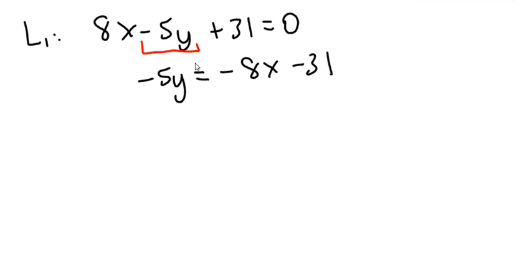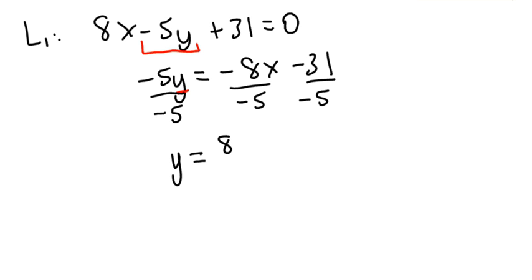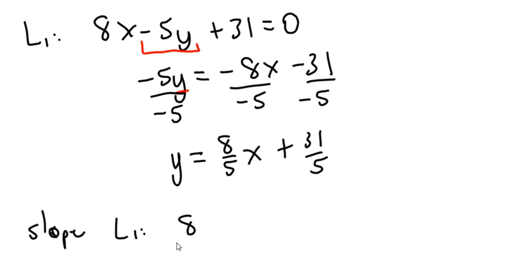Now that I've isolated the y term, I need to isolate y itself, which means I need to get rid of negative 5. Because it's multiplication by negative 5, I need to divide by negative 5. So everything gets divided by negative 5, and I'm left with y equals 8 over 5x plus 31 over 5. So this is line 1. The slope of line 1 is right there. The slope of line 1 is 8 over 5.